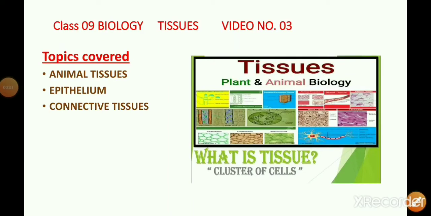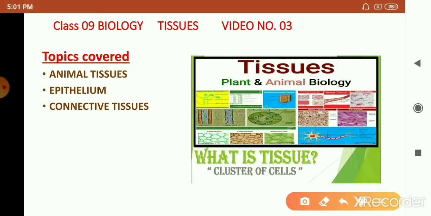Class 9 Biology Chapter 2 Tissues, video number 3. Students, in this video I am going to discuss the two animal tissues. One is the epithelial tissues, under which I will be discussing the features and functions of different types of epithelial tissues, and then I will be discussing the features and functions of various types of connective tissues.